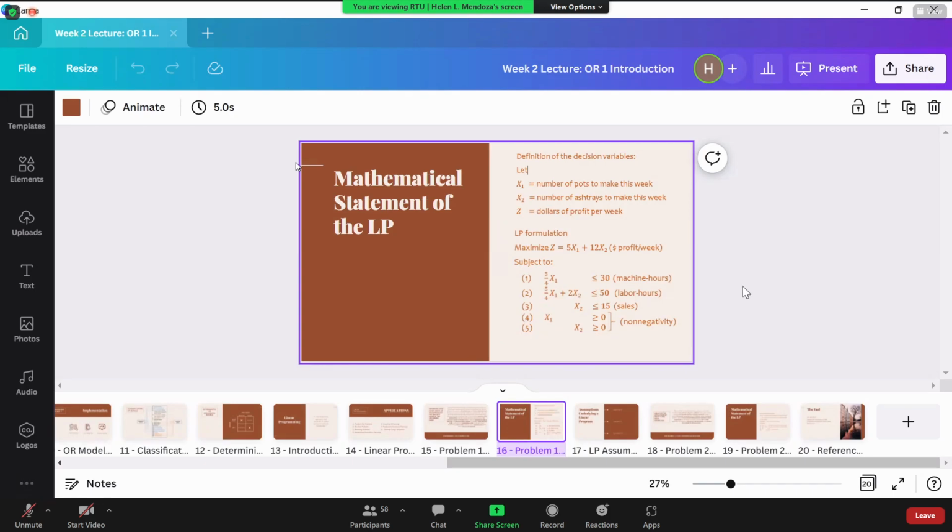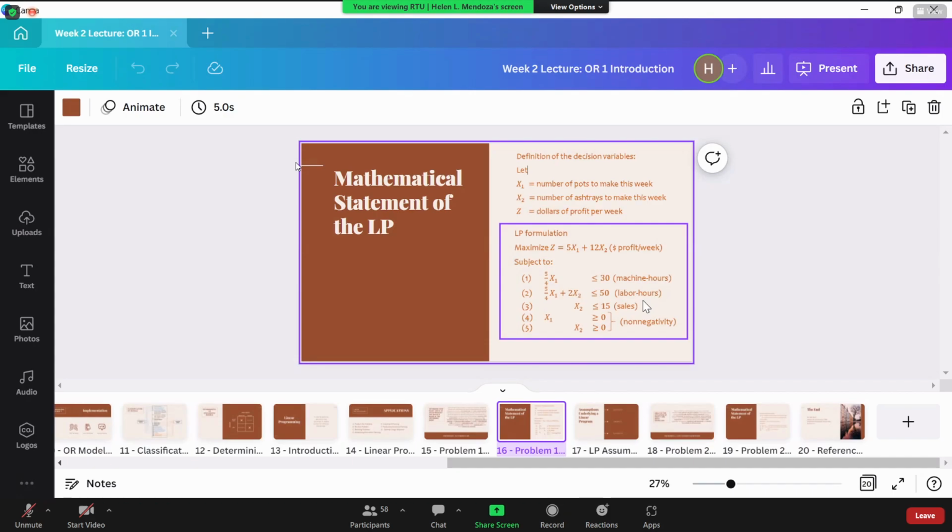Now, producing ashtrays represented by x2, mangangailangan siya ng 2 hours. Ibig sabihin ng 2x2, depende sa ashtray na mapuproduce mo, ang kailangan mong manpower hour is 2 multiplied by that x2. When you combine the labor hours for producing pots and producing ashtray, it must never go beyond the available man hours or Sue's man hours or labor hours. Kasi yun lang yung time.